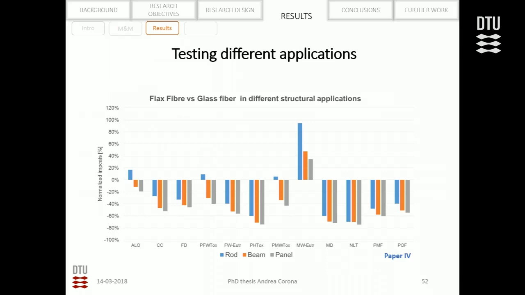So first of all, we look at the effect of the different applications. In the graph here, you can see the difference between the use of flax fiber and glass fiber in different structural applications. In blue, you can see the rod application. In red is the beam application, and in gray it's the panel application. As you can see, the environmental impact, so the difference compared to the conventional, depends on the application. So we can see an effect there. And second, we can identify that the best application for composite material is the panel application, like this.